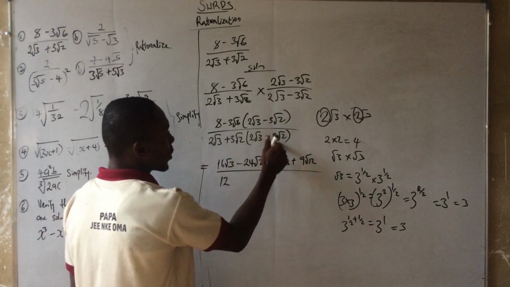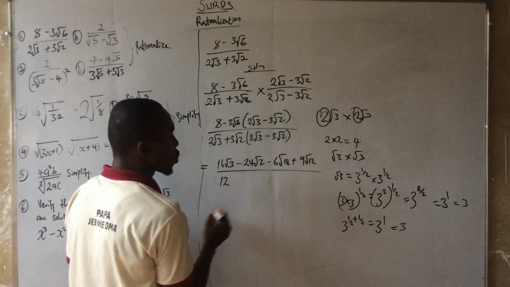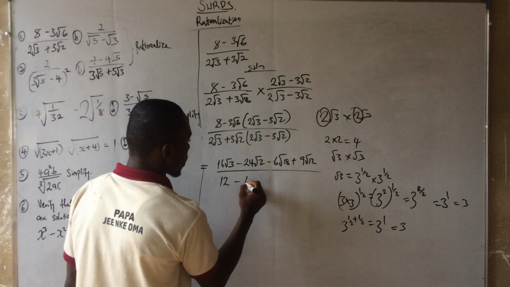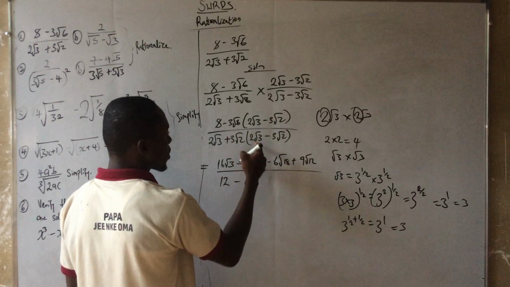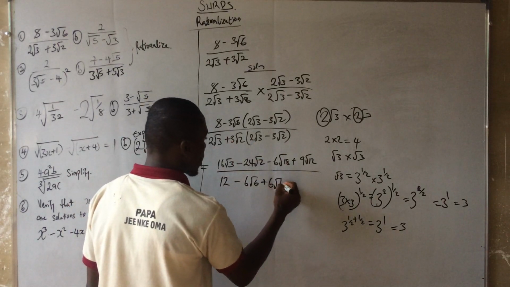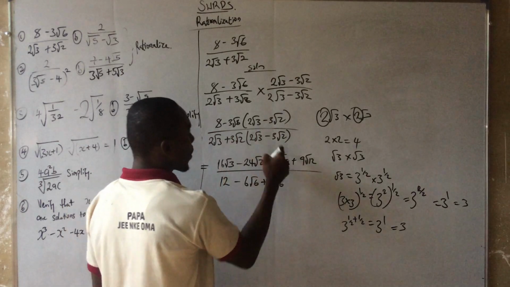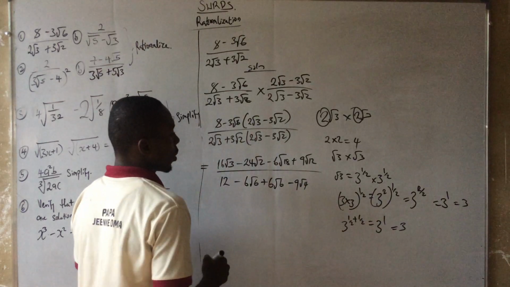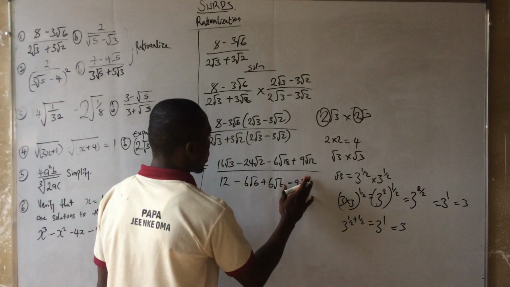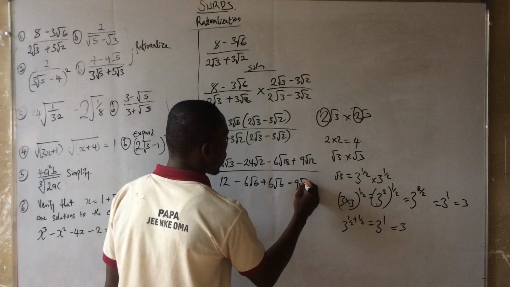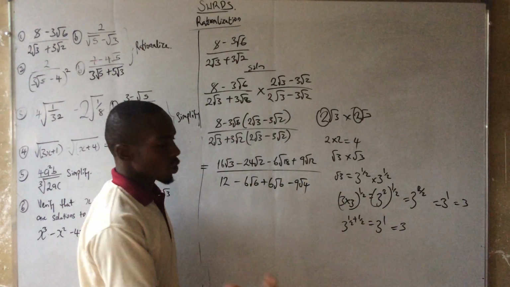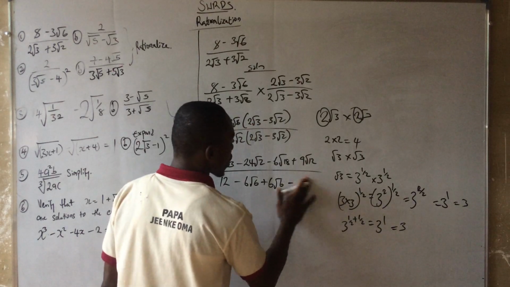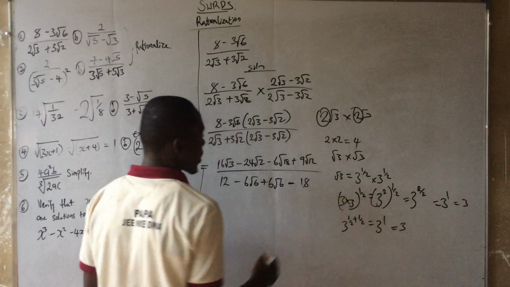Now 2 root 3 multiplied by negative 3 root 2 gives us negative 6 root 6. And the same thing here, but this one is positive 6 root 6. And this multiplied by this gives negative 9 root 4. The root of 4 is 2, so multiplying by 9 gives 18. So instead of writing this, I say minus 18.